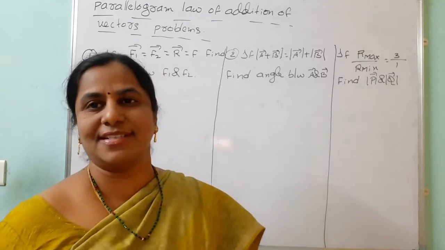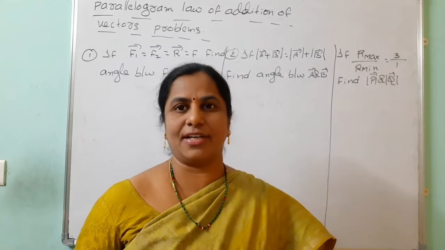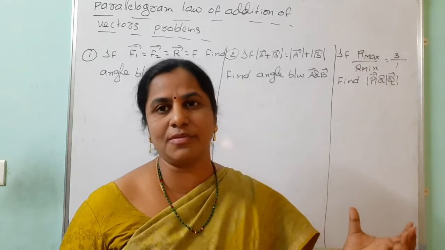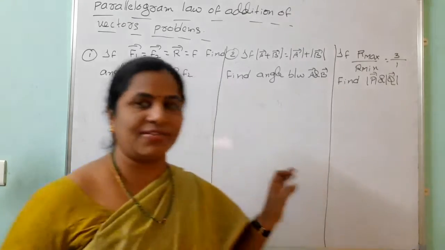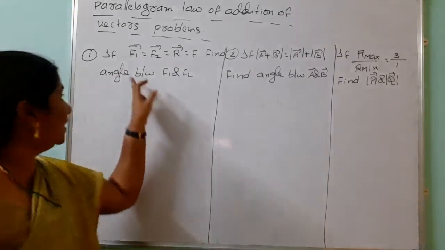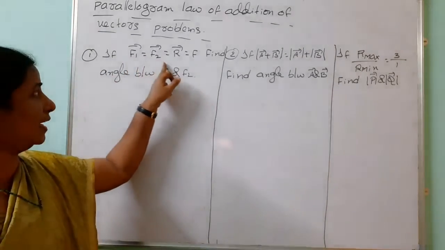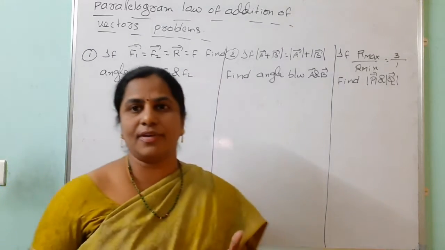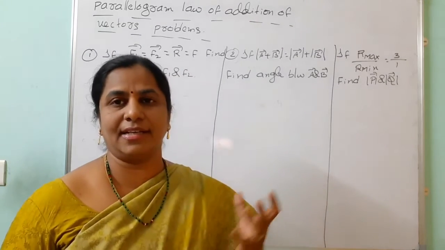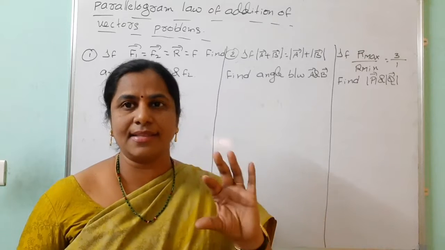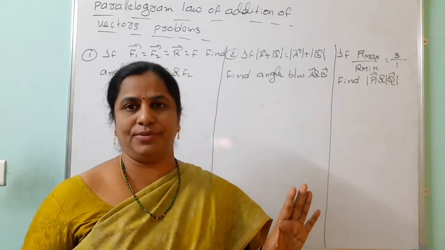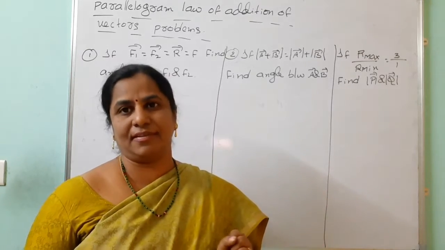Today we are going to discuss the parallelogram law of addition of vectors. A few example problems we are going to discuss. Our first problem: they have mentioned that two forces F1 and F2 are acting and the resultant is R. All these three have the same magnitude. Find the angle between F1 and F2.